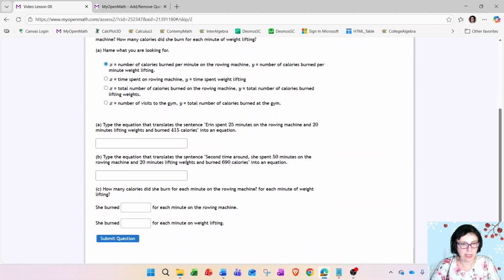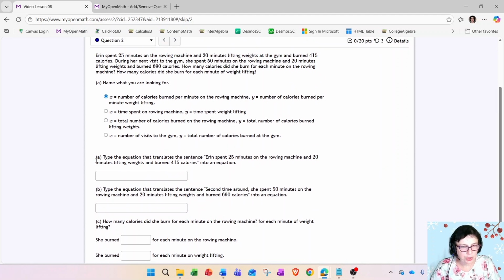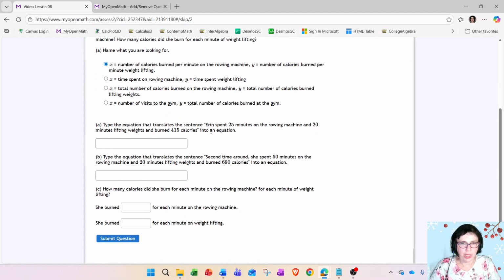Now, let's see how to set up the system. Erin spent 25 minutes on the rowing machine and 20 minutes lifting weights, and the total is 415 calories. How do I set that up? Think about this. If she spent 25 minutes on the rowing machine, and let's say each minute was 10 calories, what would you do to find the total number of calories? Well, you'd multiply, right? It will be 25 times 10, which is 250. Now, if it's X calories for each minute, then you would multiply it by X.